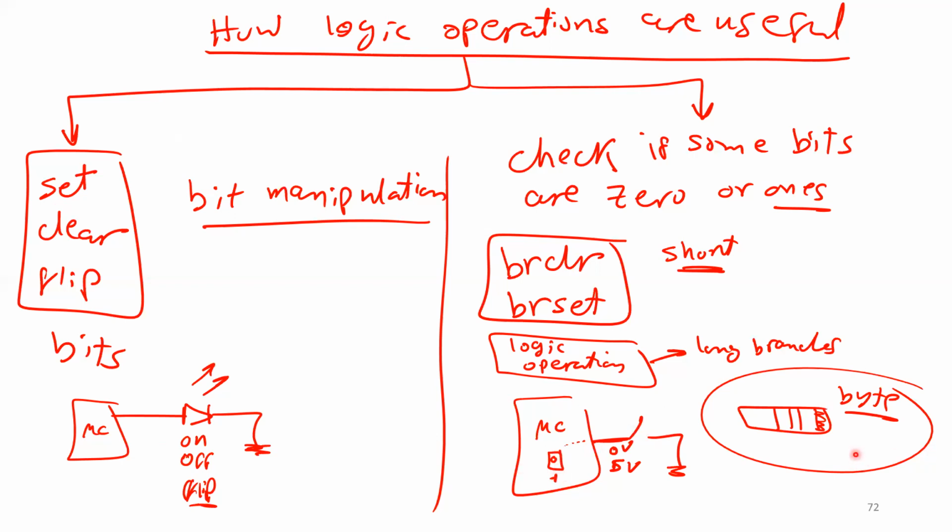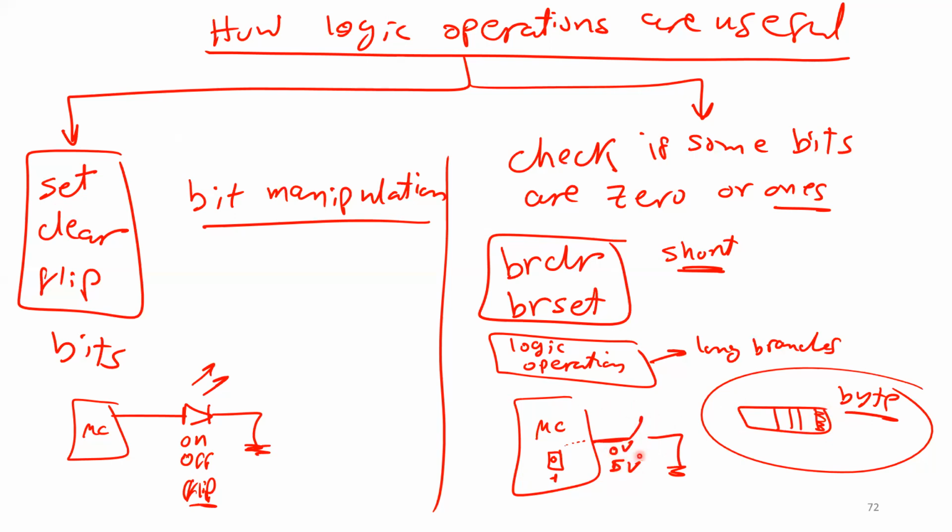So again, we don't have an instruction to look at bits. So still you have to work on a byte. So I have a byte and I want to know if the switch is open or closed. I want to know if there is 0 volt here or 5 volt.